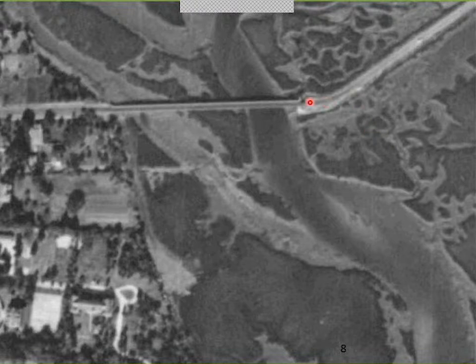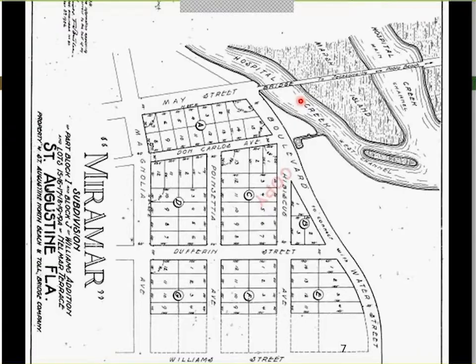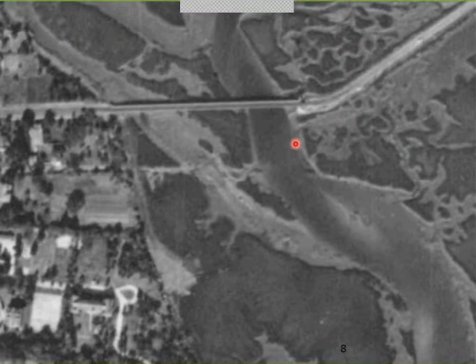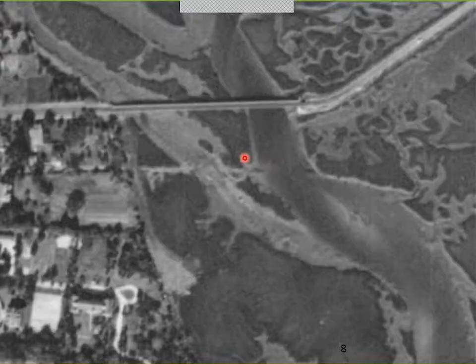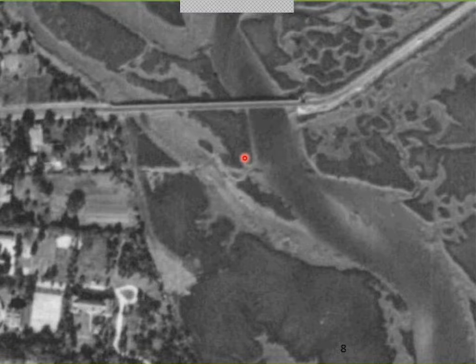You can see this bridge, which is shown on that plat. You can also see this little finger right here that comes in and touches just about at what is the city of St. Augustine's right-of-way. That would have been right about here. And so basically from 1924 to 1950, we see that there really hasn't been very much change.